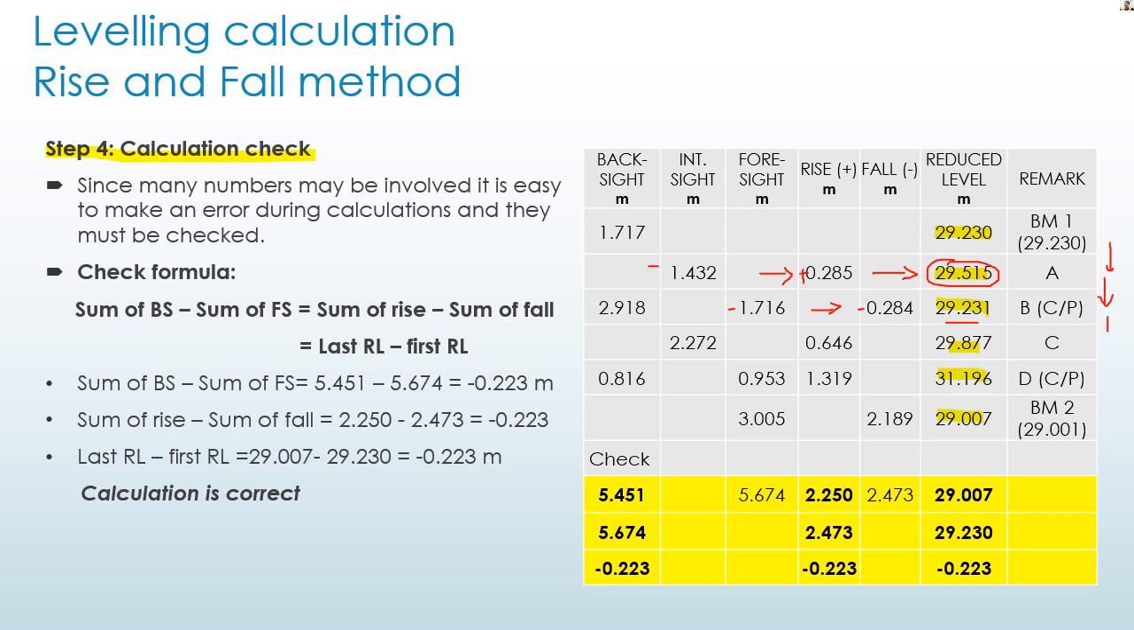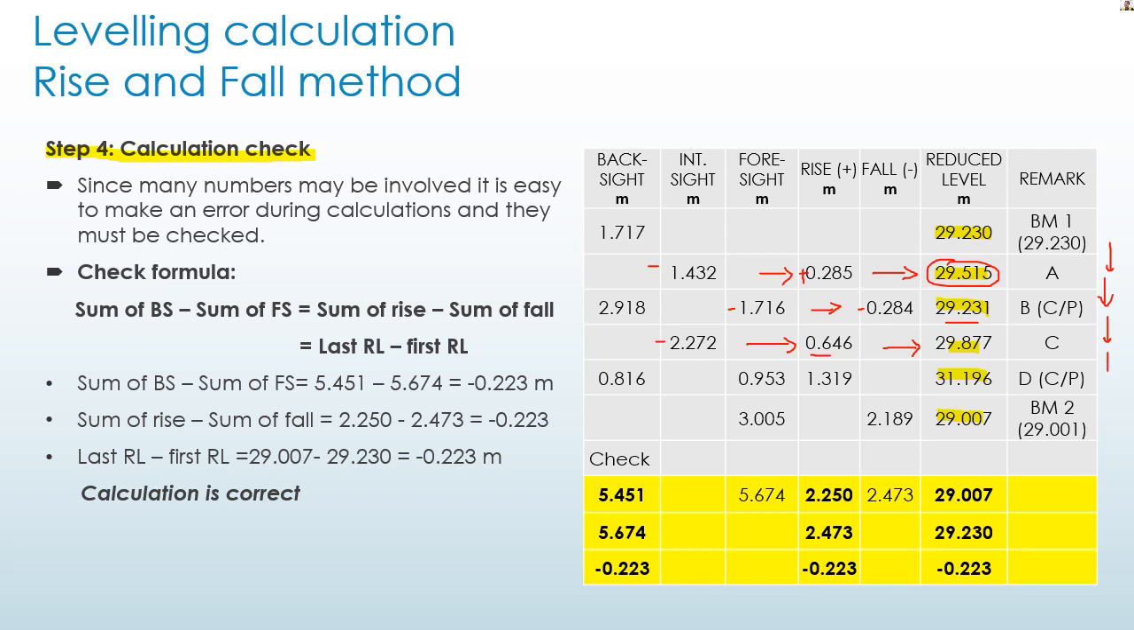So then we move to the new setup and we take the backside reading at point B and the intermediate side at point C. So we have to go back to the backside here minus the intermediate side to calculate the rise or fall from B to C. So it is a rise because it's positive. So use the known elevation of the previous point plus the rise, that gives you the reduced level of point C.